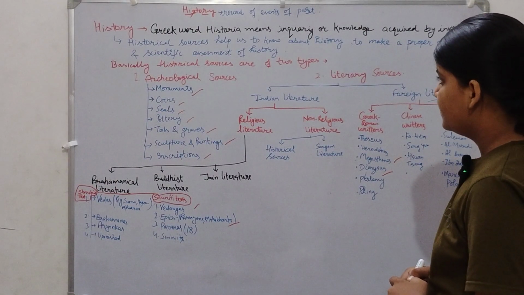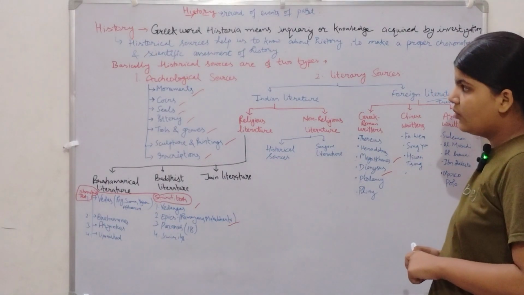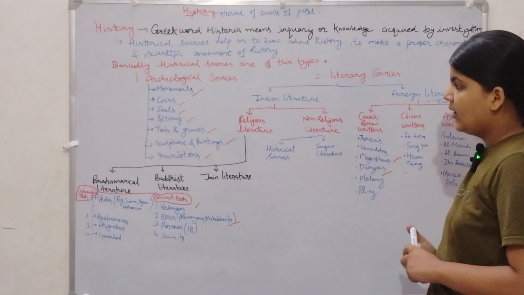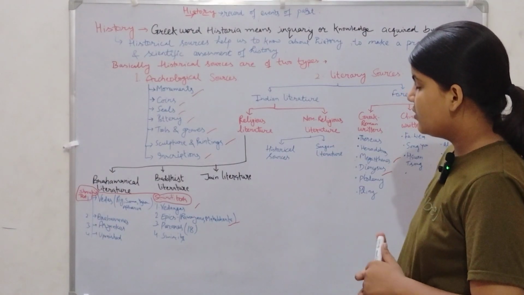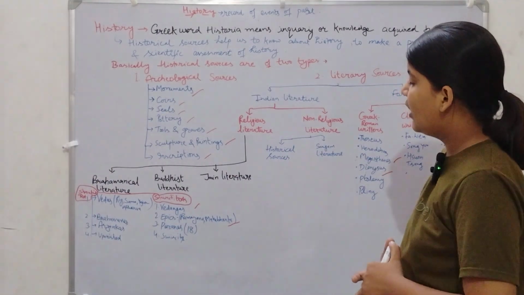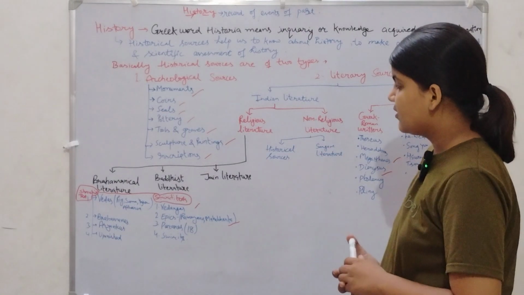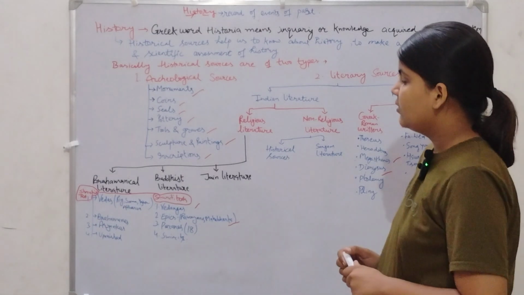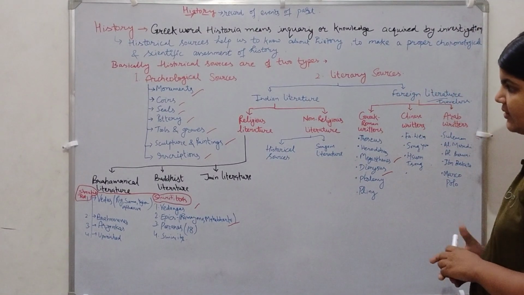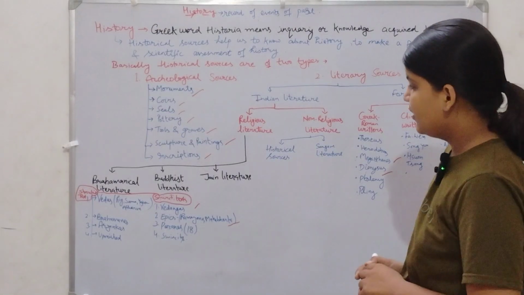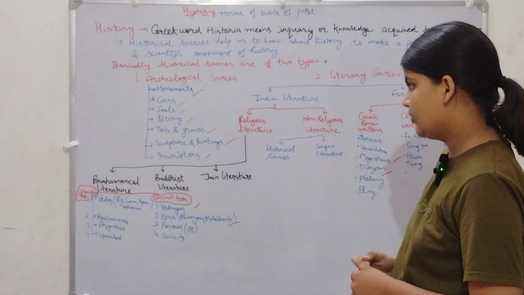Archaeological sources are monuments. These are the figures mostly found in many of the forts, temples, etc. Coins, which are also found during archaeological excavations. Seals found in coastal areas. Potteries found in many of the archaeological sites like Harappa, Mohenjo-daro, etc. Tools and graves. These are mostly found in every type of civilization.